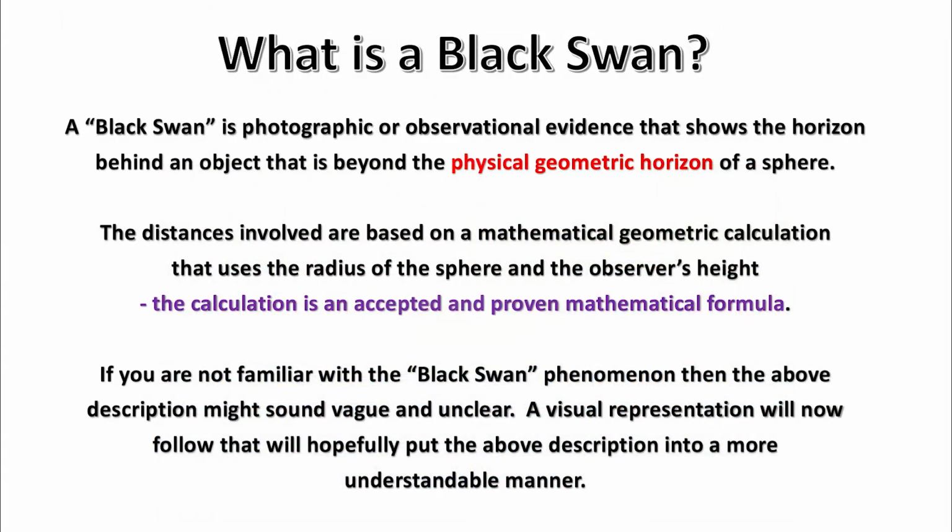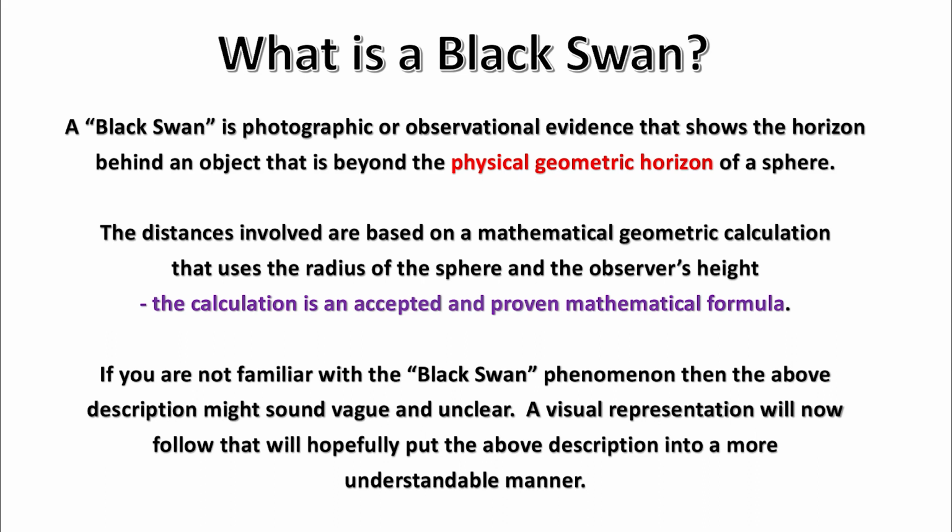What is a black swan? A black swan is photographic or observational evidence that shows the horizon behind an object that is beyond the physical geometric horizon of a sphere. The distances involved are based on a mathematical geometric calculation that uses the radius of the sphere and the observer's height. The calculation is an accepted and proven mathematical formula.